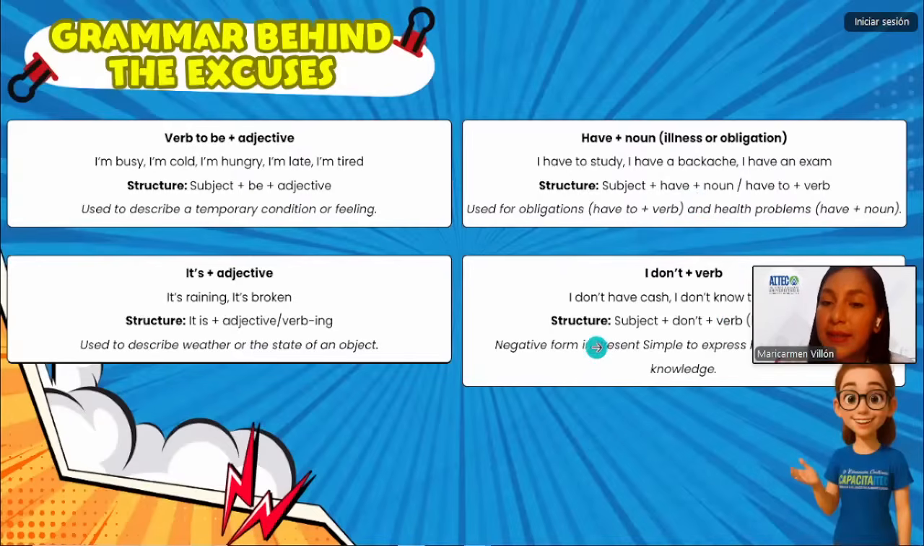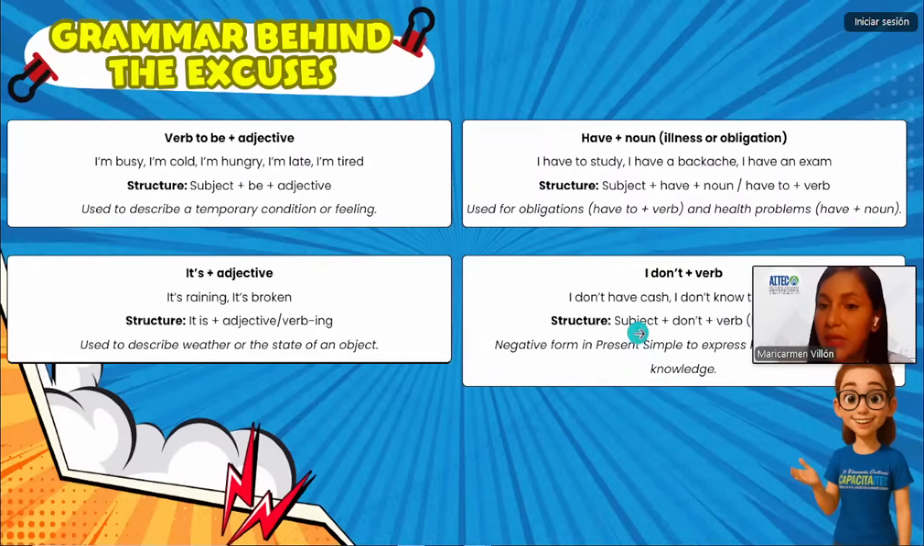Y podemos utilizar la siguiente, el negative form in simple present to express lack of possession or knowledge. Podemos utilizar el negativo, el presente simple, para expresar que no se tiene algo, que no se posee algo, o también falta de conocimiento. Por ejemplo, yo puedo usar I don't más un verbo. Aquí está, I don't have cash, porque no tengo efectivo. O I don't know the song, porque no me sé la canción.